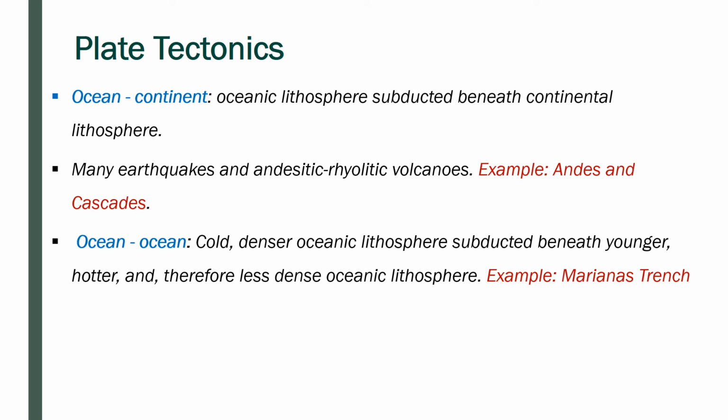Ocean-ocean: the cold, denser, older oceanic lithosphere is subducted beneath the younger one, which is still hot and therefore less dense oceanic lithosphere. And a good example of this is the Mariana Trench.